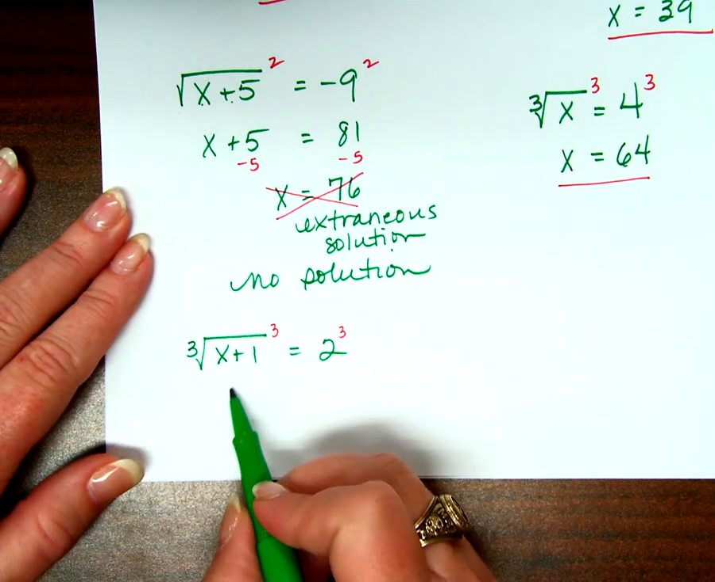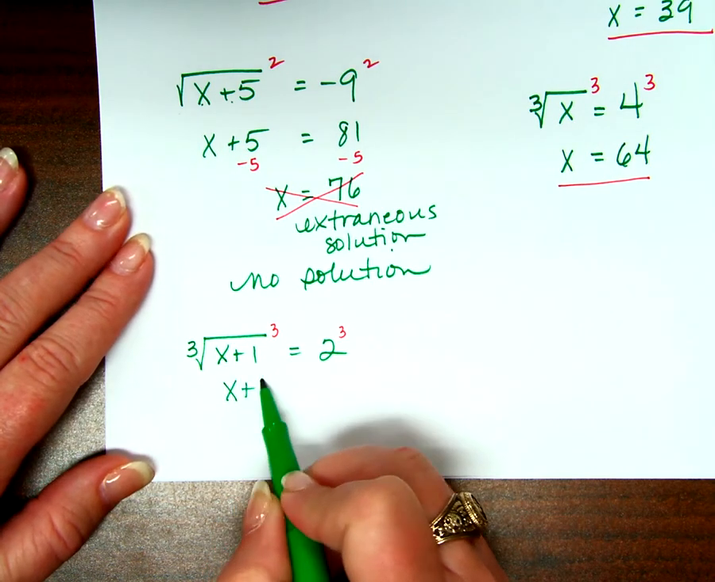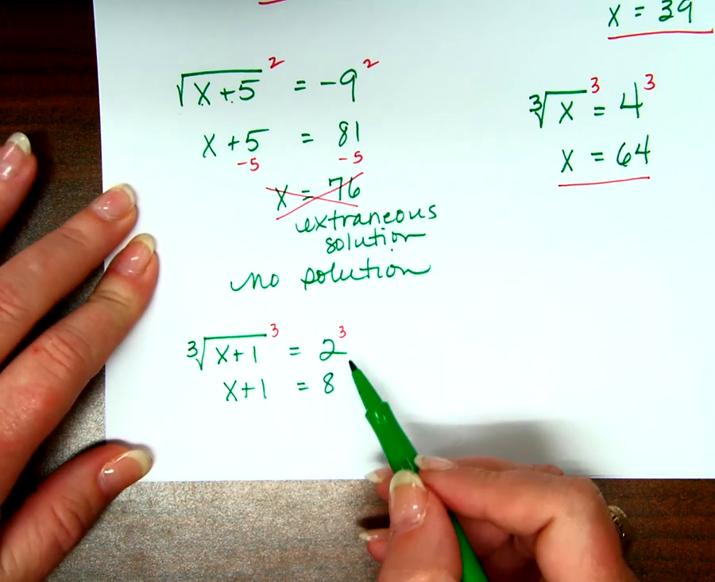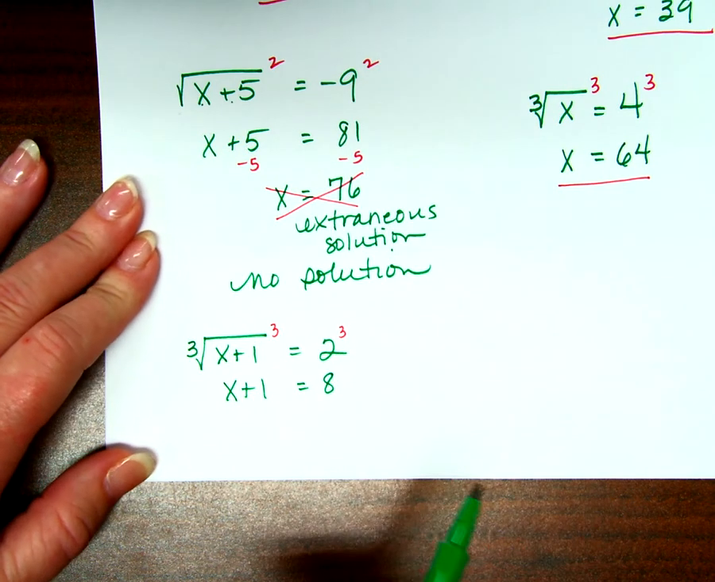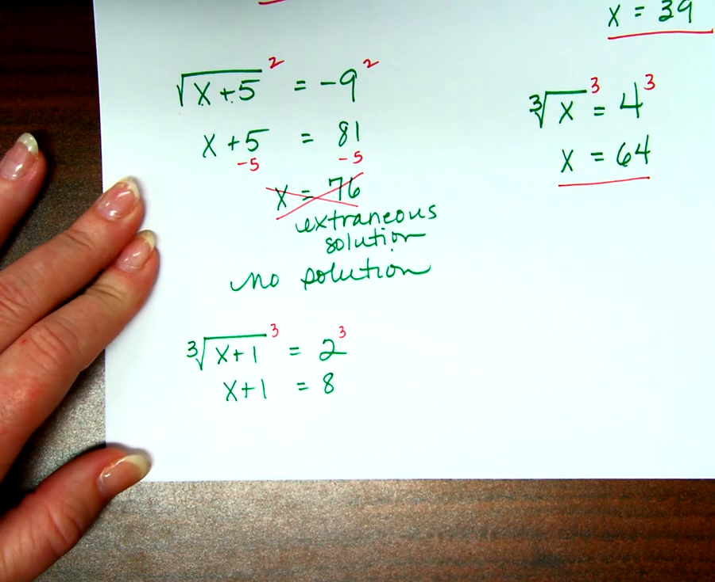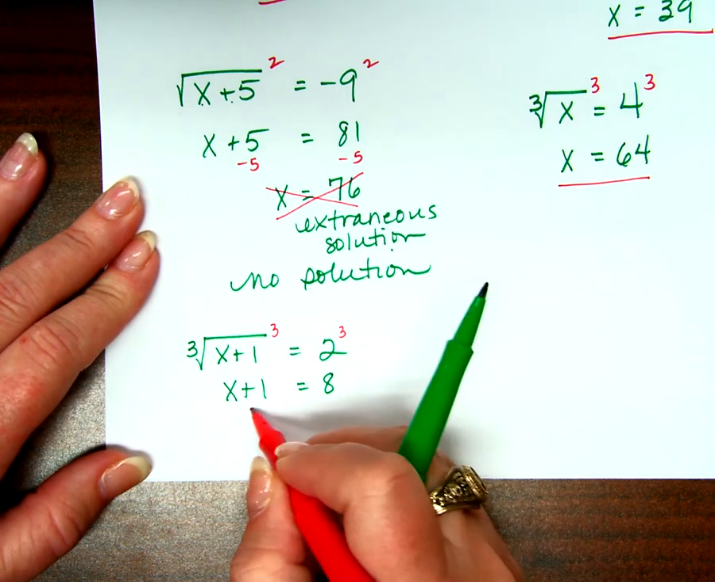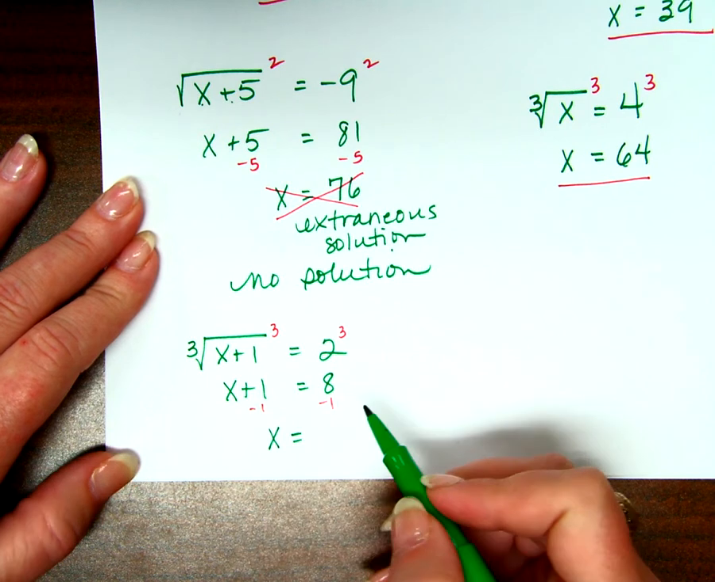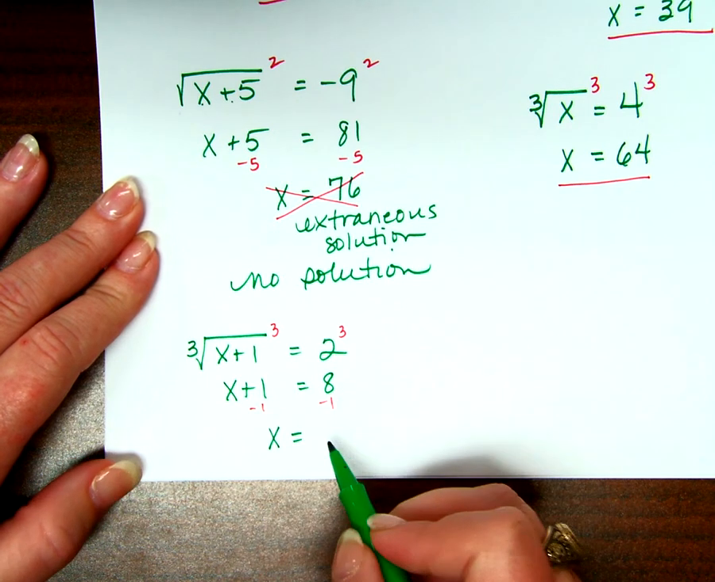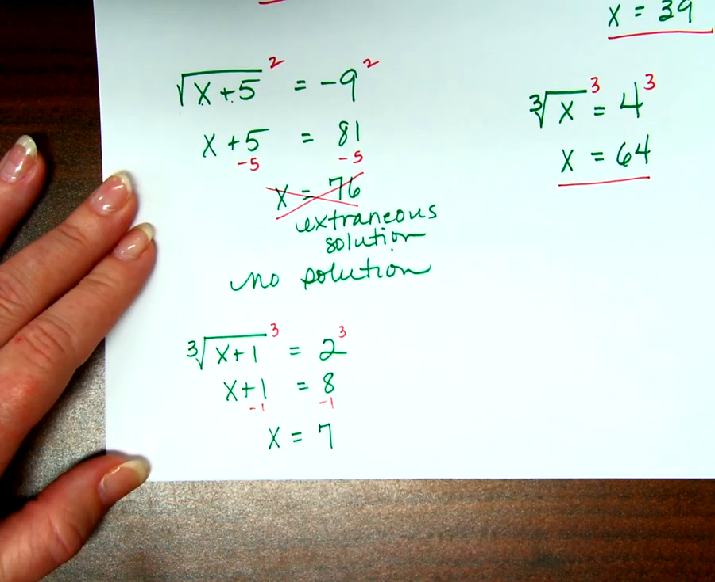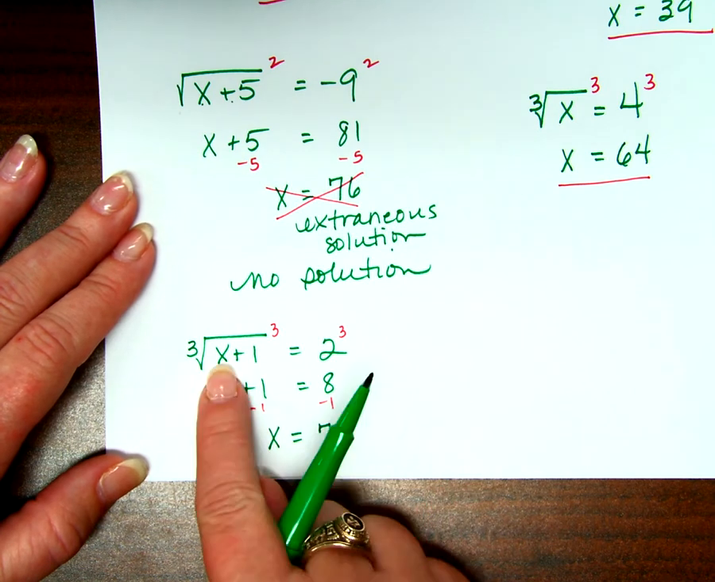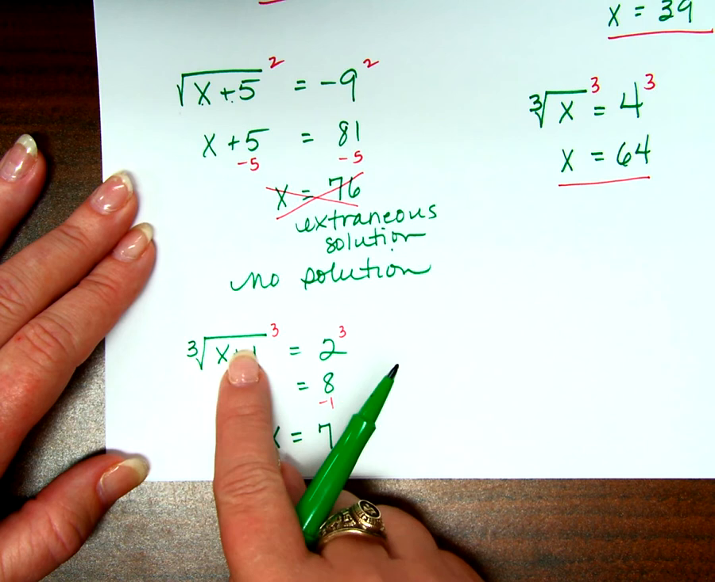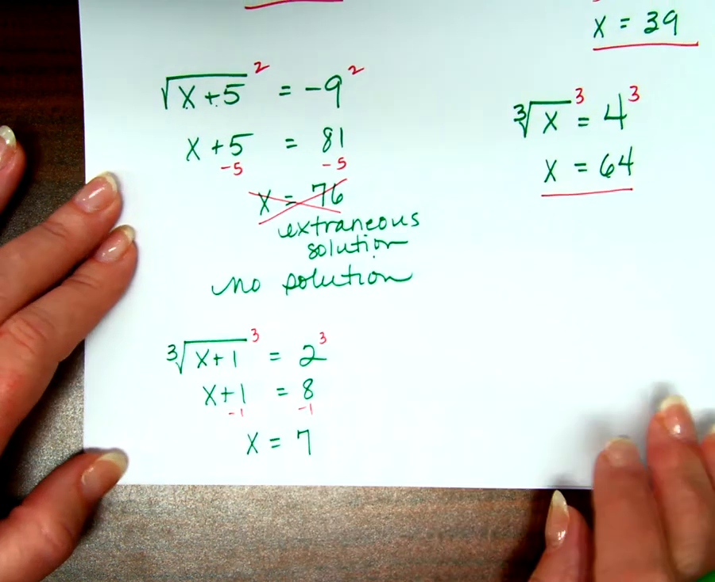What's left on the left-hand side? X plus 1. What's left on the right-hand side? Excellent. You know what some people said? 6. Those crazy kids. What do I have left to do to solve? Subtract 1. X equals? Well, try again, please. 7. Okay. Is it right? 7 plus 1? 8. What's the cube root of 8? Does 2 equal 2? Yes? Okay.